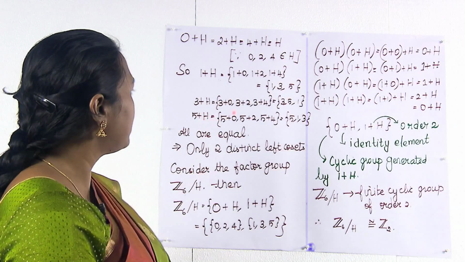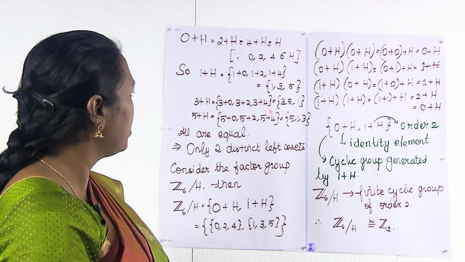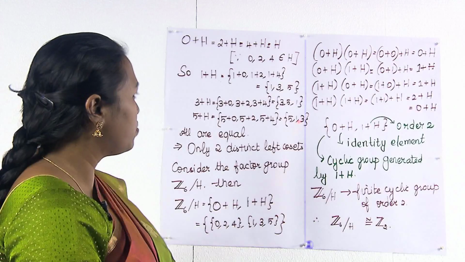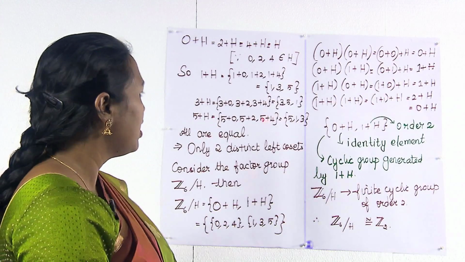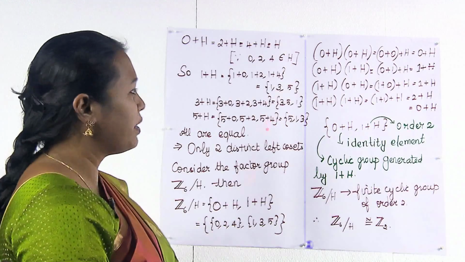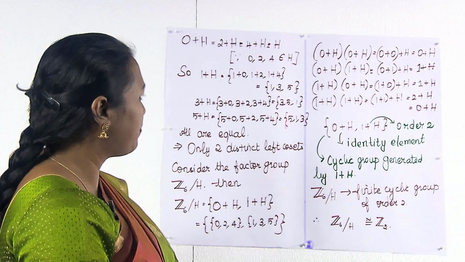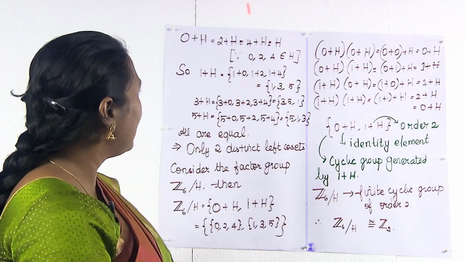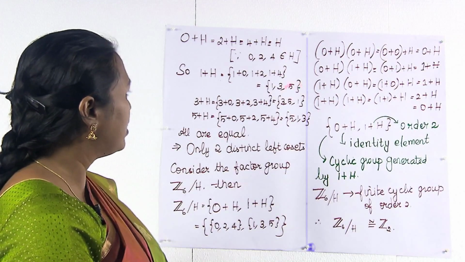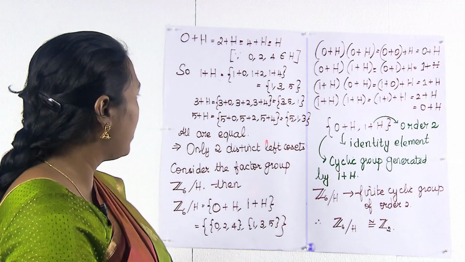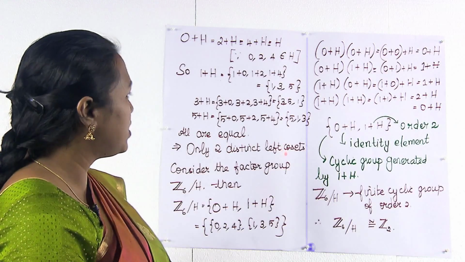Now, 5 + H is 5 + 0, 5 + 2, 5 + 4. So, 5 + 0 is 5, 5 + 2 is 7, which again becomes 1 because Z6 is cyclic. Then 5 + 4 is 9, but when you divide by 6 you get the remainder 3. Therefore, it is 5, 1 and 3. So, clearly we can see that all of them are equal: 1, 3, 5; 3, 5, 1; 5, 1, 3. They are the same, therefore they are equal, and only 2 distinct left cosets are possible.